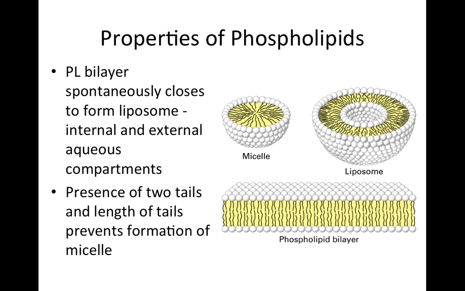So, properties of phospholipids. Again, PL means phospholipid. The phospholipid bilayer will spontaneously close to form a liposome, which separates what's going on inside of this particular cell formation from what's on the outside. So, for example, this is how our cells, or eukaryotic cells, are. They are types of liposomes.